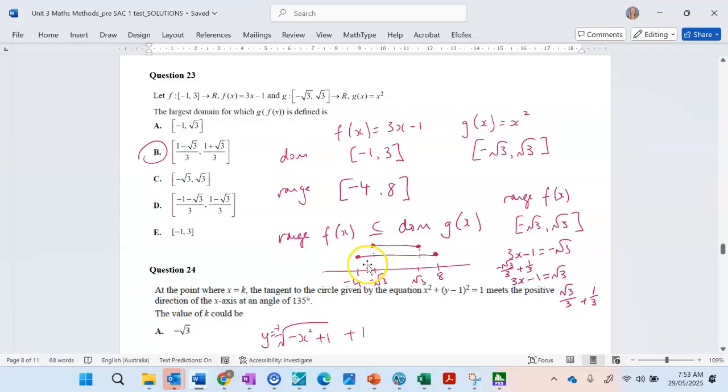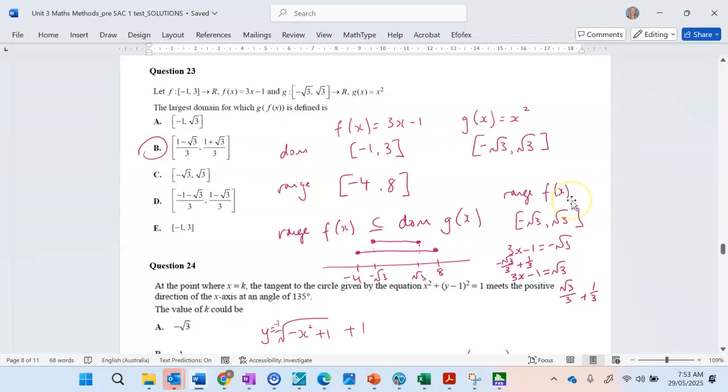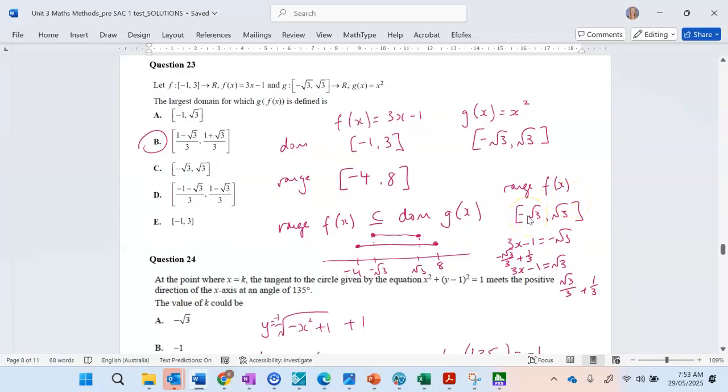And then I did my little number line so I could see. So there's my range of f of x going from -4 to 8, and then my domain of g from -√3 to √3. So I had to restrict my range of f of x. And because the range is dependent on the domain, you can see I just got my function. So here's f of x, the 3x minus 1, and let it equal my 2 endpoints for my y, and got those 2 values. I know it's a bit squishy there.